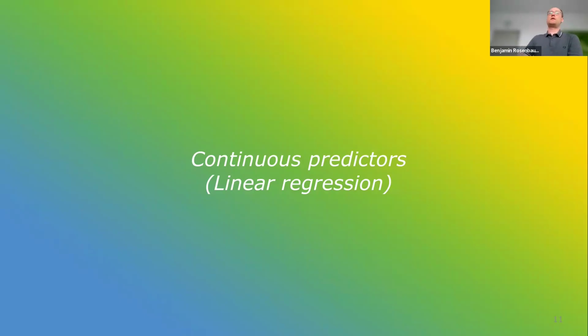So let's talk first about continuous predictors only. This is what we had so far. We already talked about the response being continuous or discrete. We talked about parameters being continuous. Here we only deal with continuous parameters, no discrete parameters involved so far.